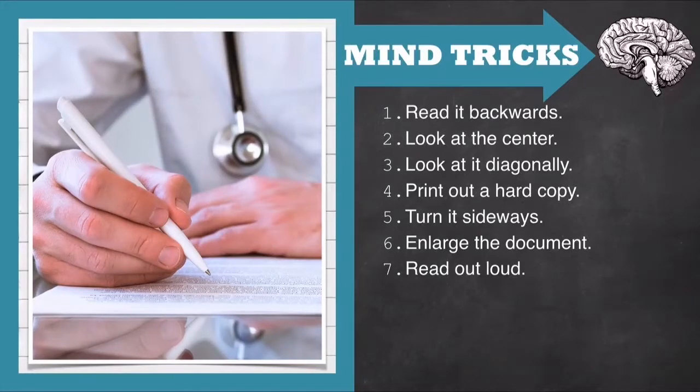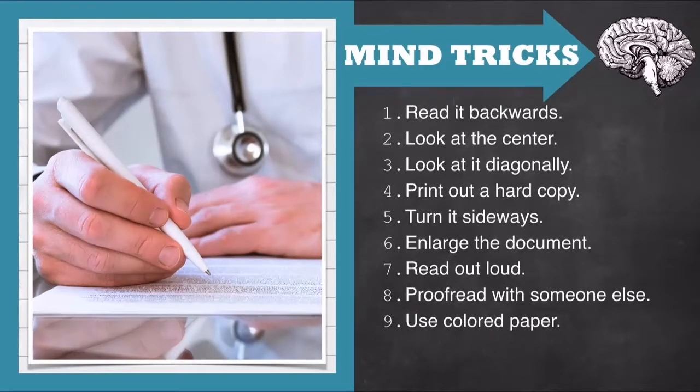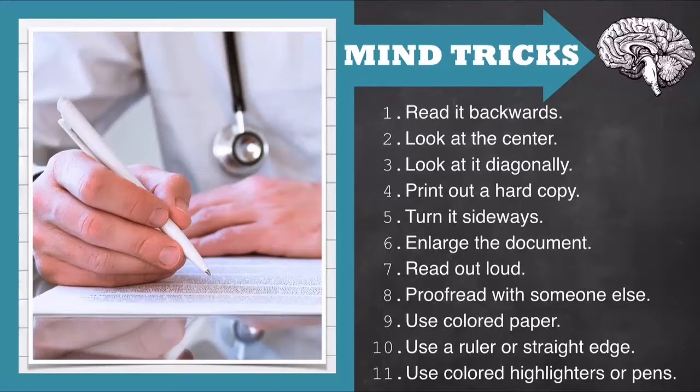We talked about reading out loud. Very, very helpful to read out loud. We talked about having someone else proofread with you, so read along with you. Another great one is to use colored paper, believe it or not. When you use colored paper, the errors that you might see as you're proofreading just stand out a lot more, especially if you use something fluorescent or bright like a pink or a green. It will really stand out to you. We talked about using a ruler or a straight edge. Two others would be using colored highlighters or colored pens as you proofread to, again, guide you along the document.